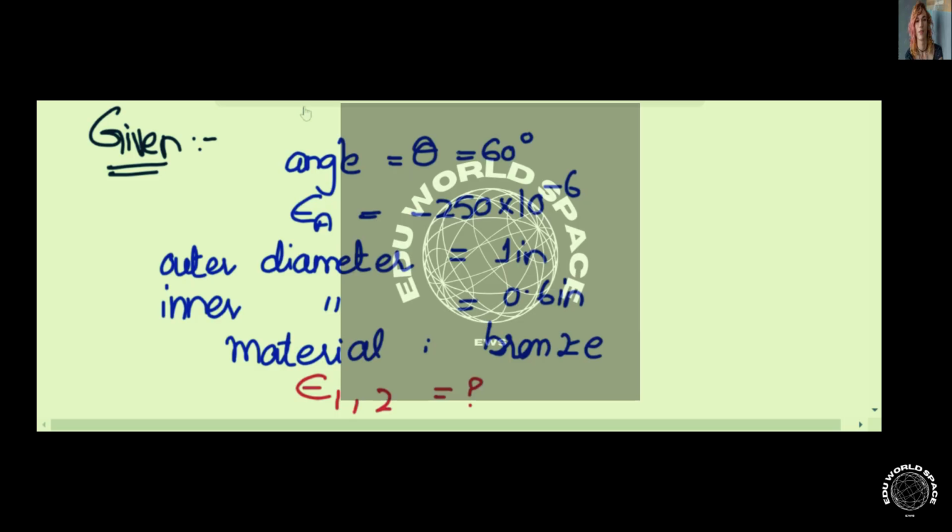So in this question, we have a single strain gauge, right? And the angle at point A is equal to 60 degrees. The strain at point A is negative 250 times 10 raised to power negative 6. The pipe has an outer diameter of 1 inch and an inner diameter of 0.6 inch. The pipe is made of bronze, and we are required to determine the principal strains. So let's start with the solution.